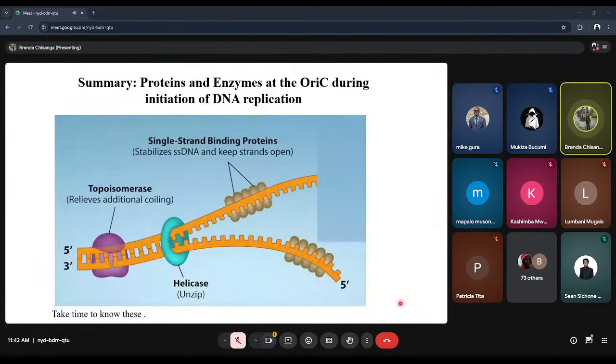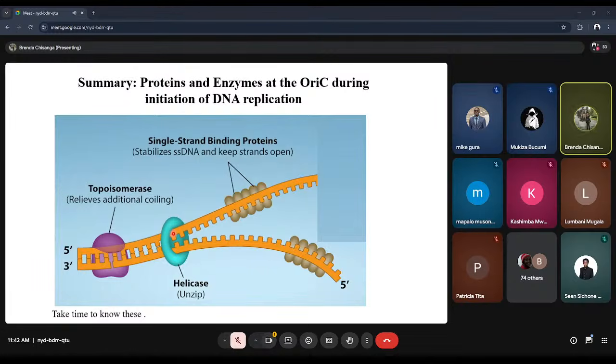Now, let's look at the summary of what we have at the replication fork. And remember, this is just one end. We have another one on the other end because replication started at a single dot and proceeded in both directions. So what you're seeing here should also be considered on the other side of the replication bubble or replication fork. This region here is referred to, because it is unwound, as the replication fork.